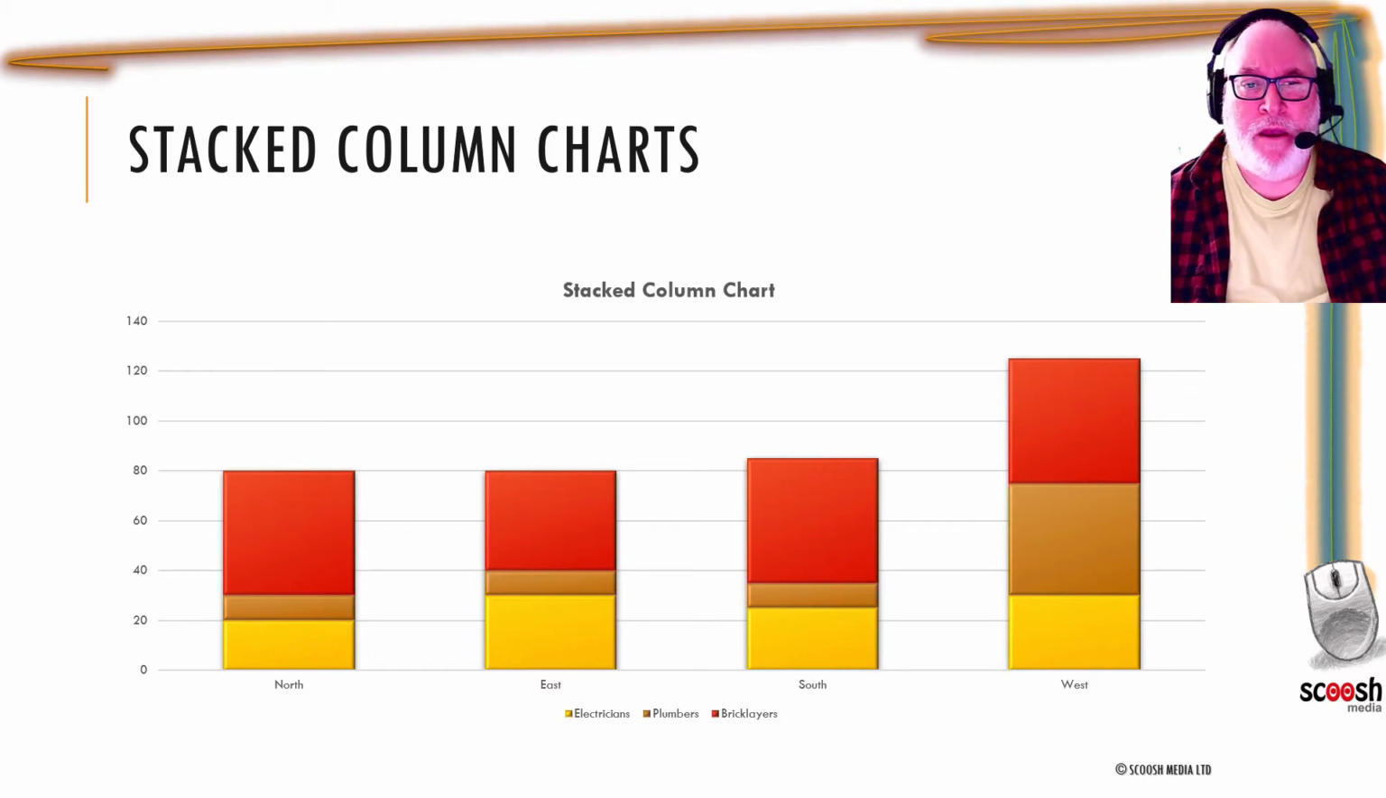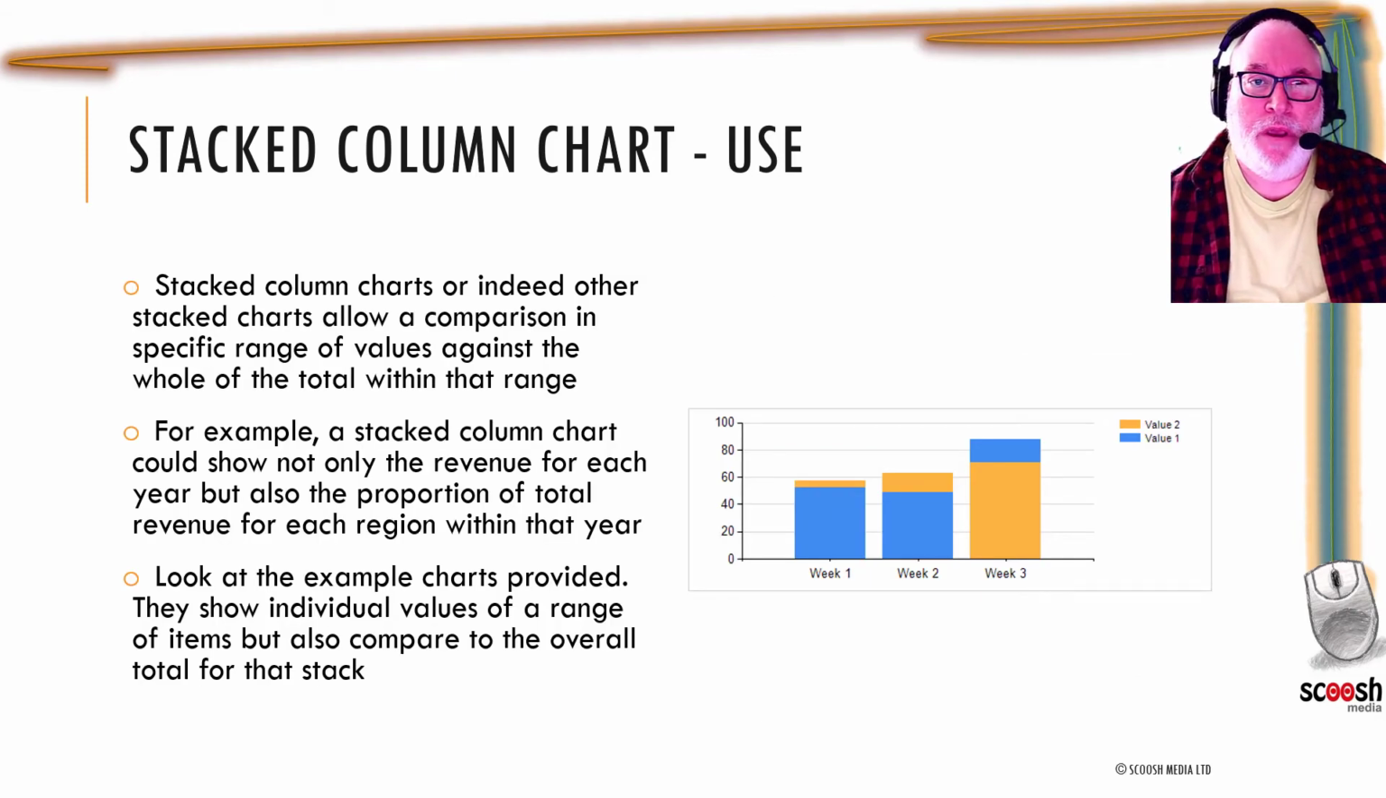So it can give us categories such as north, east, south, west with the totals, but also the contributions made within subcategories. So as I've just mentioned there, and we've put it into words, stacked column charts are indeed, as are other stacked charts, because you do get other stacked charts as well. They allow comparison of a specific range of values against the whole of the total within that range. For example, a stacked column chart could show not only the revenue for each year, but also the proportion of total revenue for each region within that year.